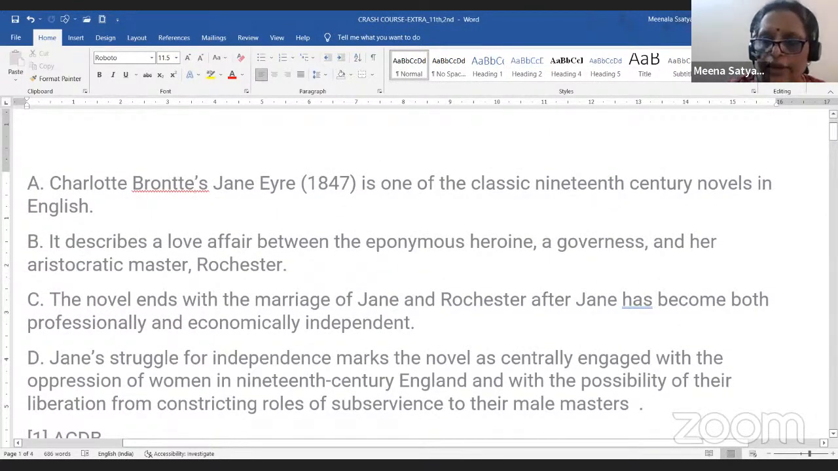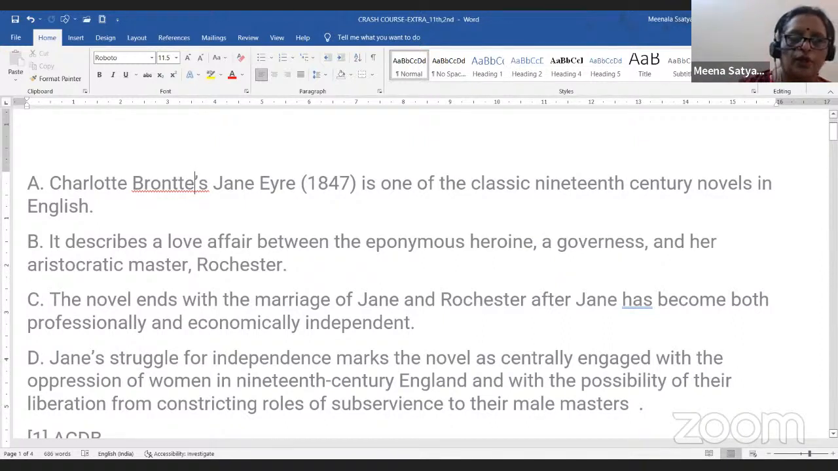Charlotte Bronte's Jane Eyre is one of the classic 19th century novels in English. It describes a love affair between the eponymous heroine, a governess, and an aristocratic master, Rochester. The novel ends with the marriage of Jane and Rochester after Jane has become both professionally and economically independent. Jane's struggle for independence marks the novel as centrally engaged with the oppression of women in 19th century England, with the possibility of their liberation from constricting roles of subservience to the male masters.